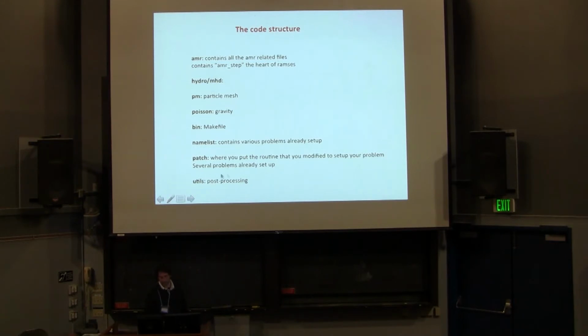Then there is another important directory for you, patch. That's where you put the routines that you have to modify to set up a particular problem. In a lot of cases, you cannot set up the simulation just from the namelist, so you have to modify some routines. What you do is create a directory in patch, and there you put all the routines you have modified for your own problem, and just those ones. By doing that, you avoid having a thousand versions of RAMSES. You just have a list of patches with a few routines modified each time. And when you compile the code, you take the routines from there and not from the main version of RAMSES.